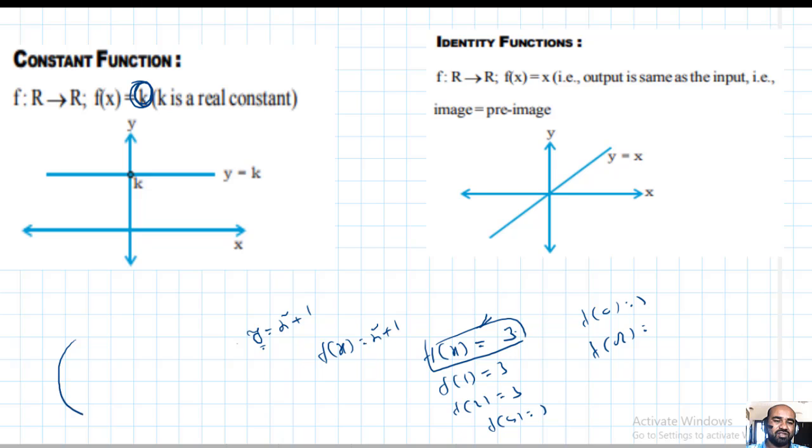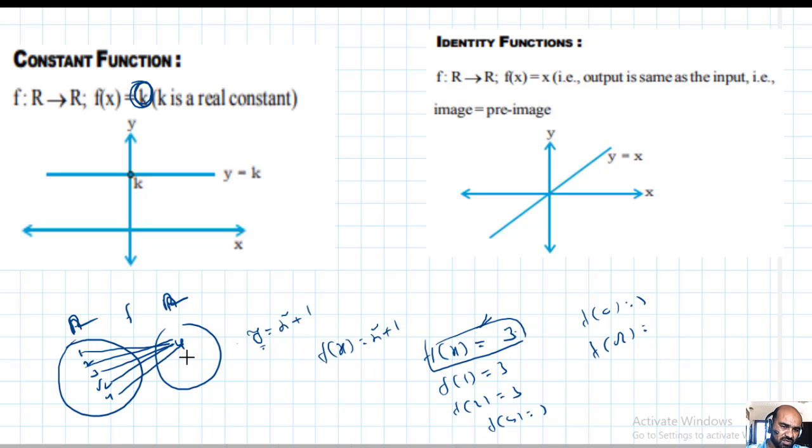If you want to draw a Venn diagram for this, observe, students. f is a function from set A to set A, or R to R; in an examination they may give R to R, no problem. All the elements 1, 2, 3, root 2, 4 are paired with a constant k. For example, all are paired with 4 only. Some more elements are there here, but the image is only one. What is the meaning of that? The range of a constant function is a singleton set. Only one element is in the range. All the elements of the domain are paired with a single element. Such a function is called a constant function.